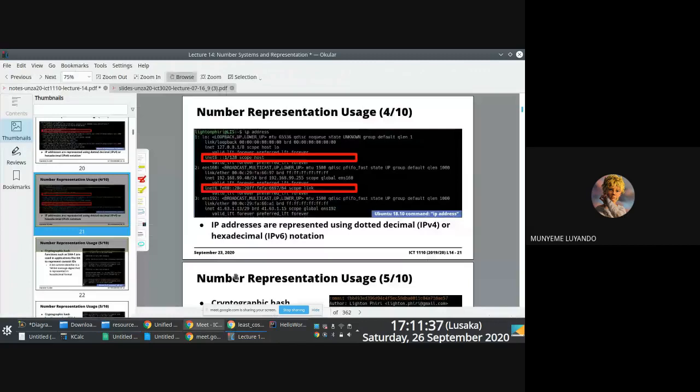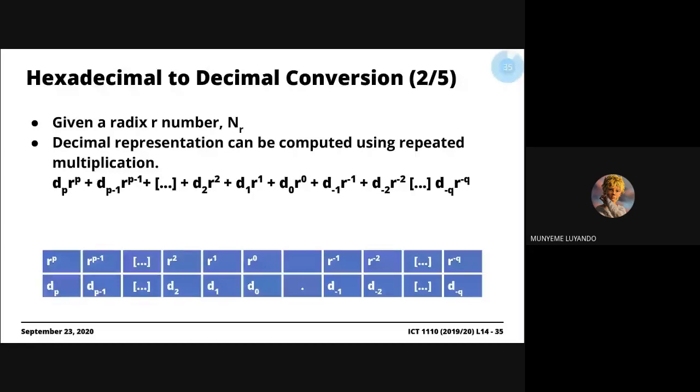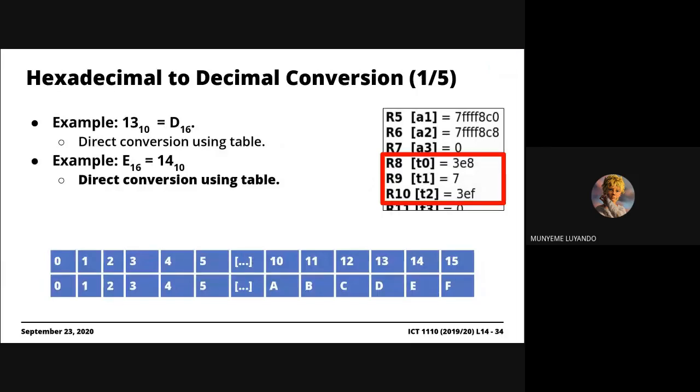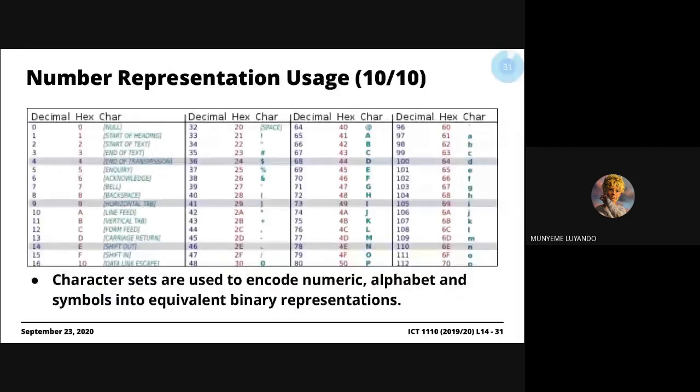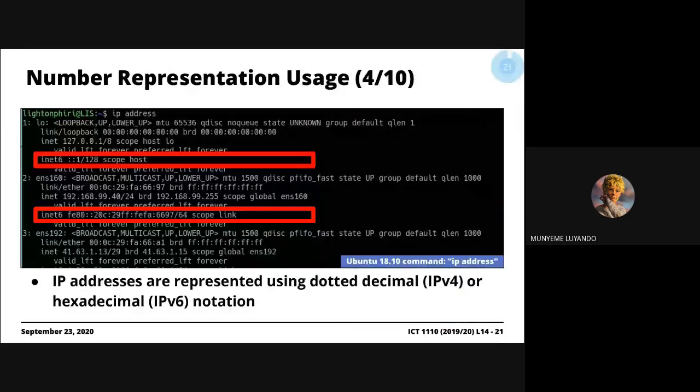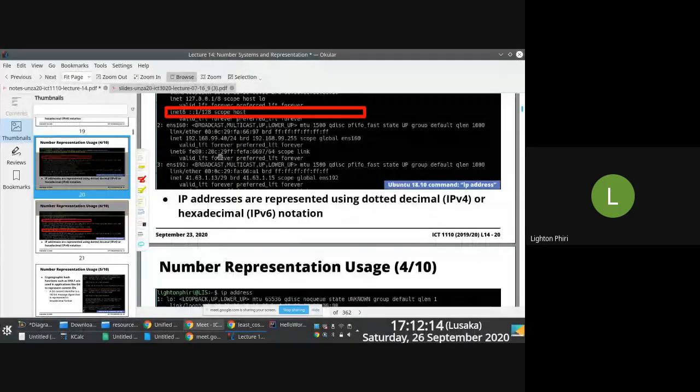Yes, sir. What I meant was the previous slide, the one with the full IP address. Do you only convert the hexadecimals with letters, or also the ones with numbers, because they're just numbers only? No, the thing is, if someone tells you something like FE80 colon 20C colon 29FF colon FEFF colon 6697.